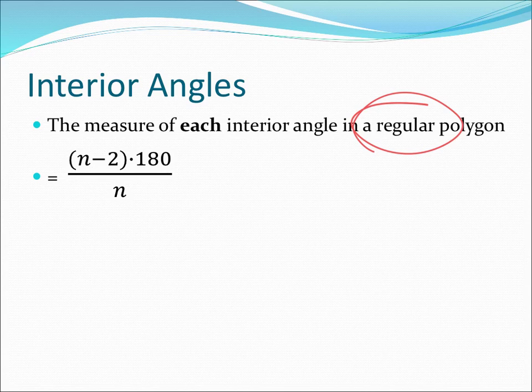Okay? To find each interior, I would do the sum of the interiors, which is n minus 2 times 180, and then divide it by the number of sides. So it won't ask you for each interior if it's not a regular polygon, because you can't find it. You can find the sum, but you can't find each.